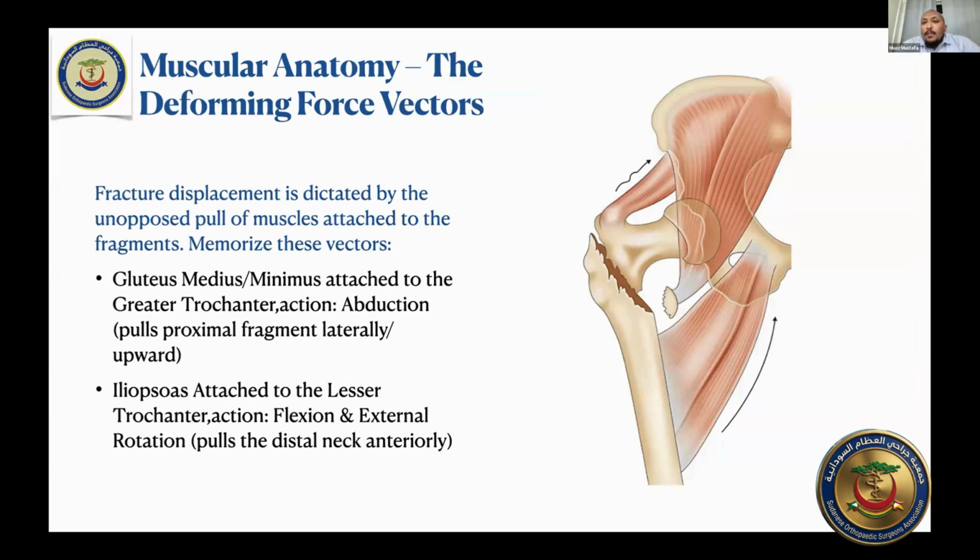The fracture displacement is dictated by the unopposed pull of all the muscles acting around the proximal femur. The gluteus medius, minimus, and tensor fasciae latae act as abductors that abduct the greater trochanter proximally. And the iliopsoas flexes and externally rotates the proximal fragment.